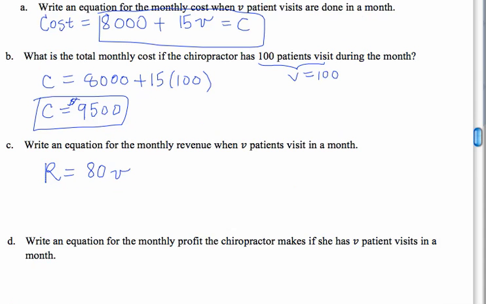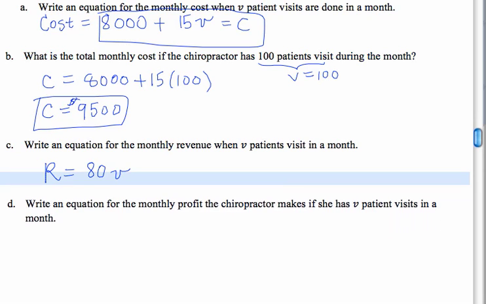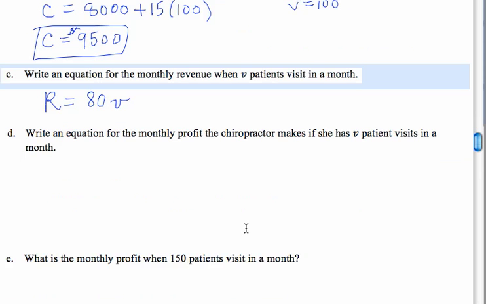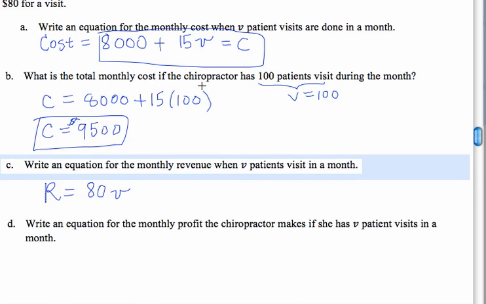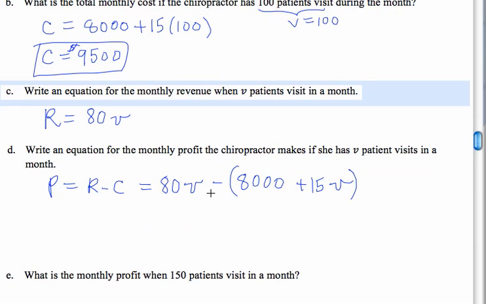Okay, so let's write an equation for the monthly profit that the chiropractor makes if she has V patients visit in a month. Remember, profit is the money you bring in minus the money you spend. So profit is your revenue minus your cost. So 80V minus the cost function, 8,000 plus 15V. Now, if I write it like that, that is wrong. You have got to have parentheses right there, okay? Because you've got to remember to distribute this minus out to both terms.